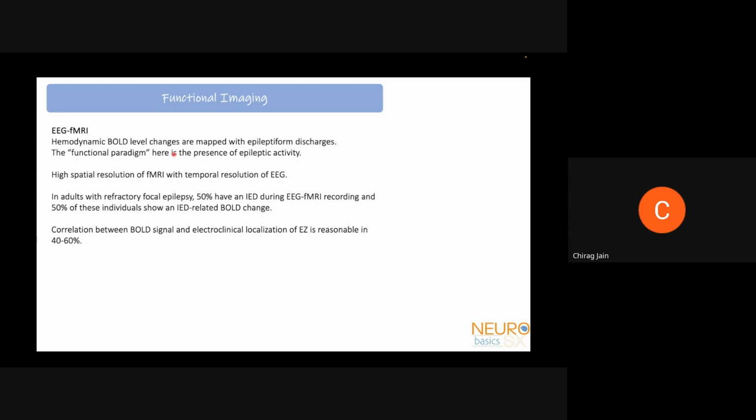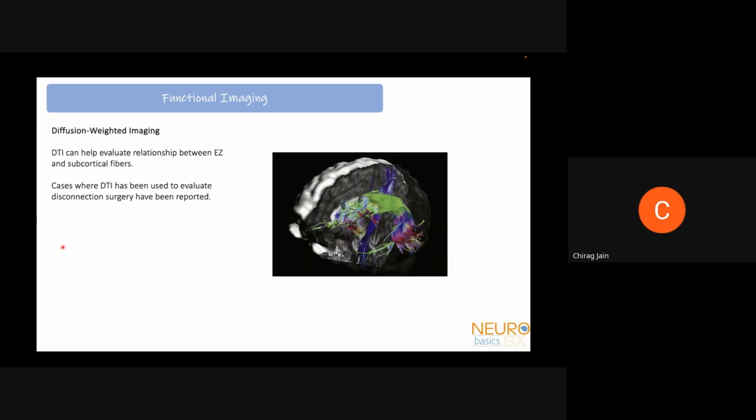And interictal activity does not localize very well to the epileptogenic zone as ictal activity would. So it has been found that in patients who do have refractory focal epilepsy, 50% of patients have interictal discharges during EEG-fMRI recording, and they do show BOLD changes, at least 50% of them. So the correlation that has been found between the electroclinical localization of the EZ and the BOLD signal has been only 40 to 60%. Because, first of all, most likely it is picking up interictal activity, and as we saw, BOLD changes have a lot of limitations. So not the best technique, but it is a technique to pick out epileptic activity.